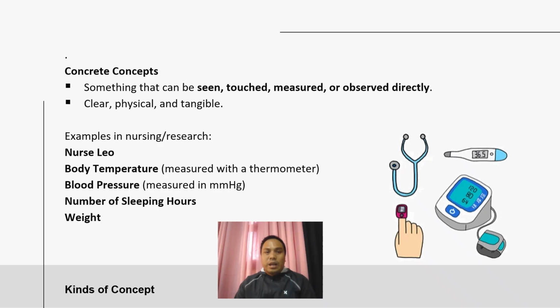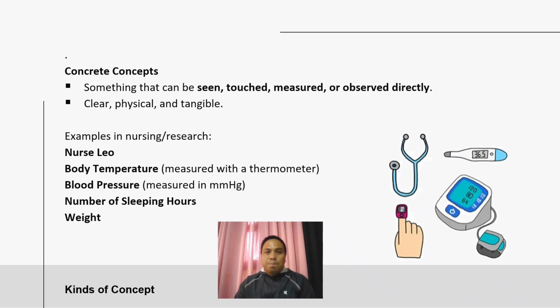Let's start with the concrete concepts. These are concepts that are tangible, physical, and directly observable. So they can be seen, touched, measured, or quantified with tools. Since they are objective, they are often easier to study in research. For example, as you can see on the screen, we have nurse Leo.